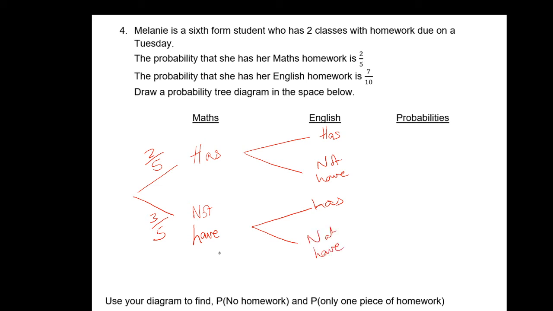Okay, so her English homework, the probability she has it is 7/10, which means the probability she doesn't have it is 3/10. Remember, these two have got to add up to 1. Here, again, 7/10 and 3/10. If they're independent events, these guys have got to be the same. So, probability, has and then has.